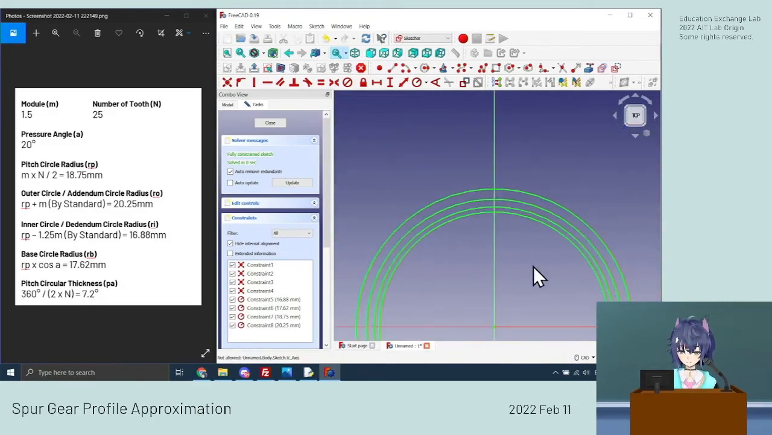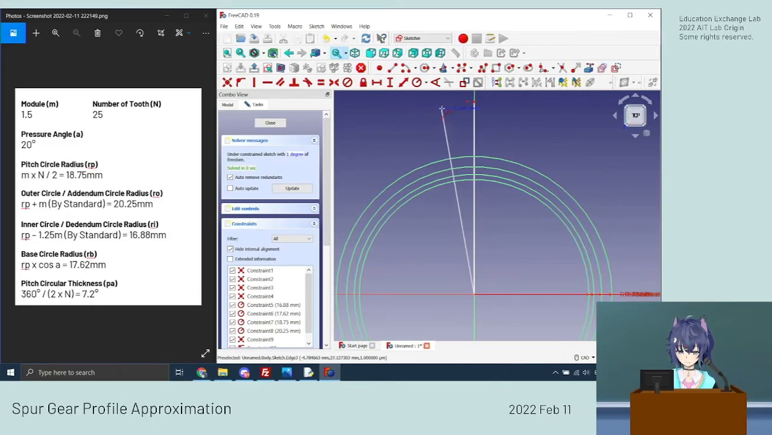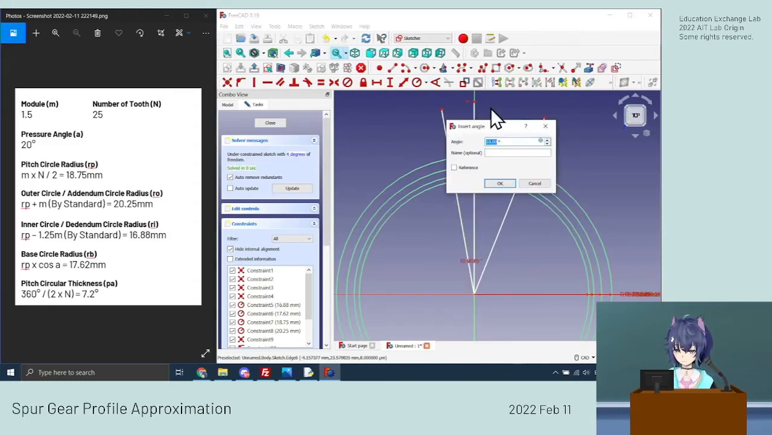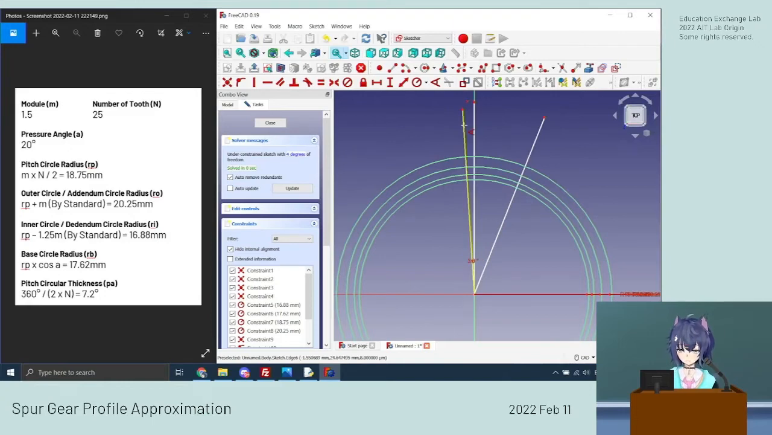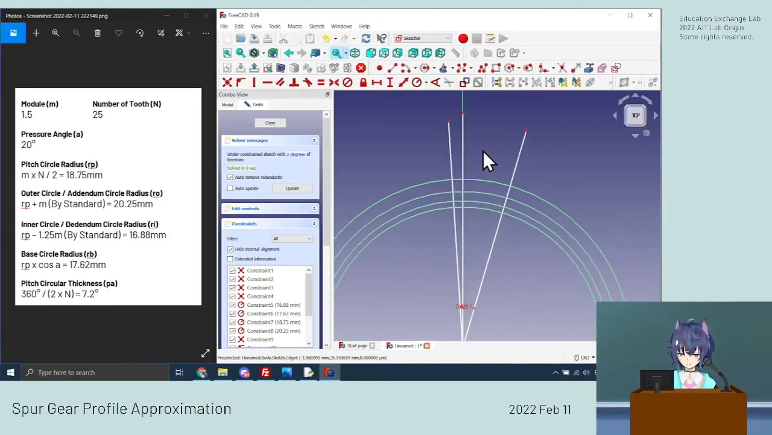Now, we'll draw a vertical line from the circle center. We'll also draw a thickness reference and a pressure reference, like this. The angular relationship between the vertical line and the thickness reference is half of the pitch circular thickness, as we are drawing half of the tooth profile. And between the thickness reference and the pressure reference, this should be the pressure angle, which is 20 degrees.